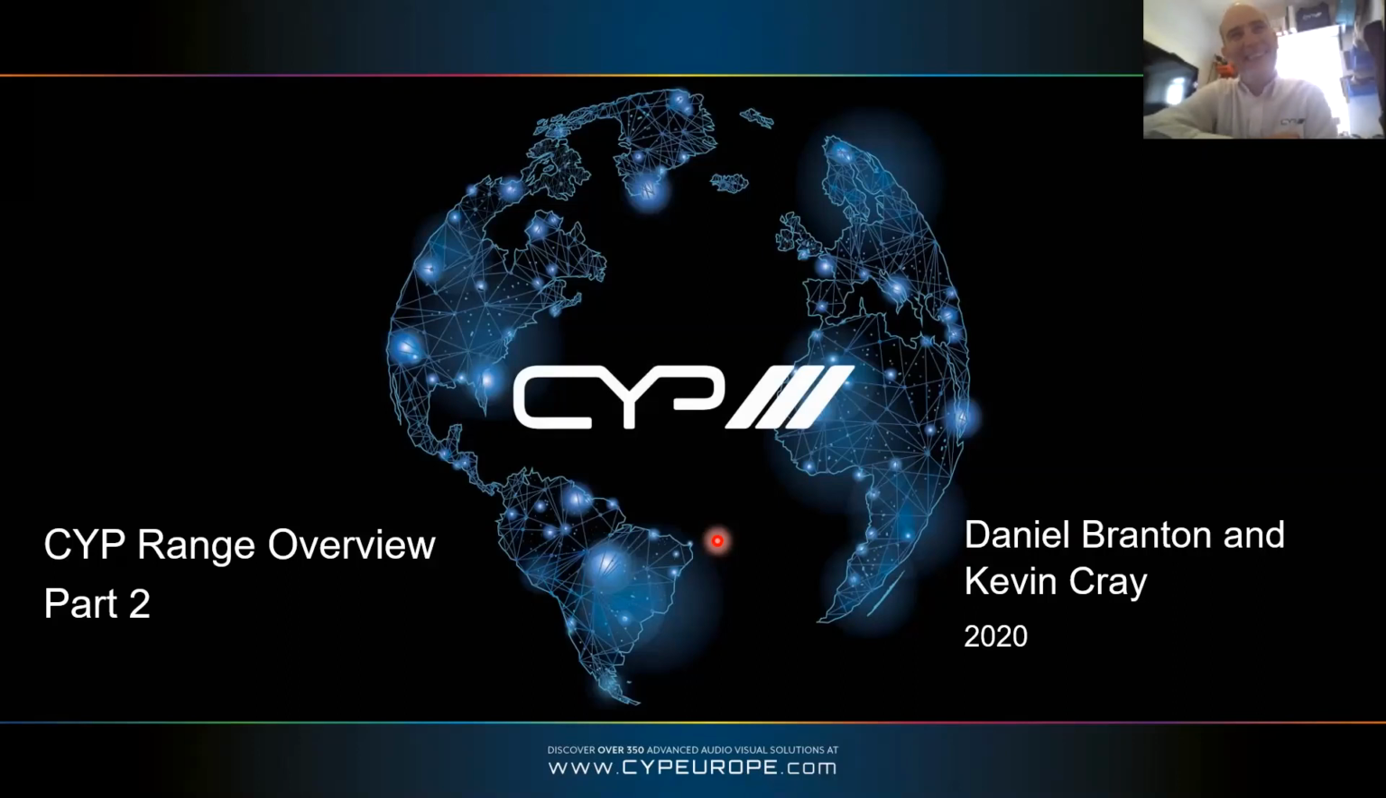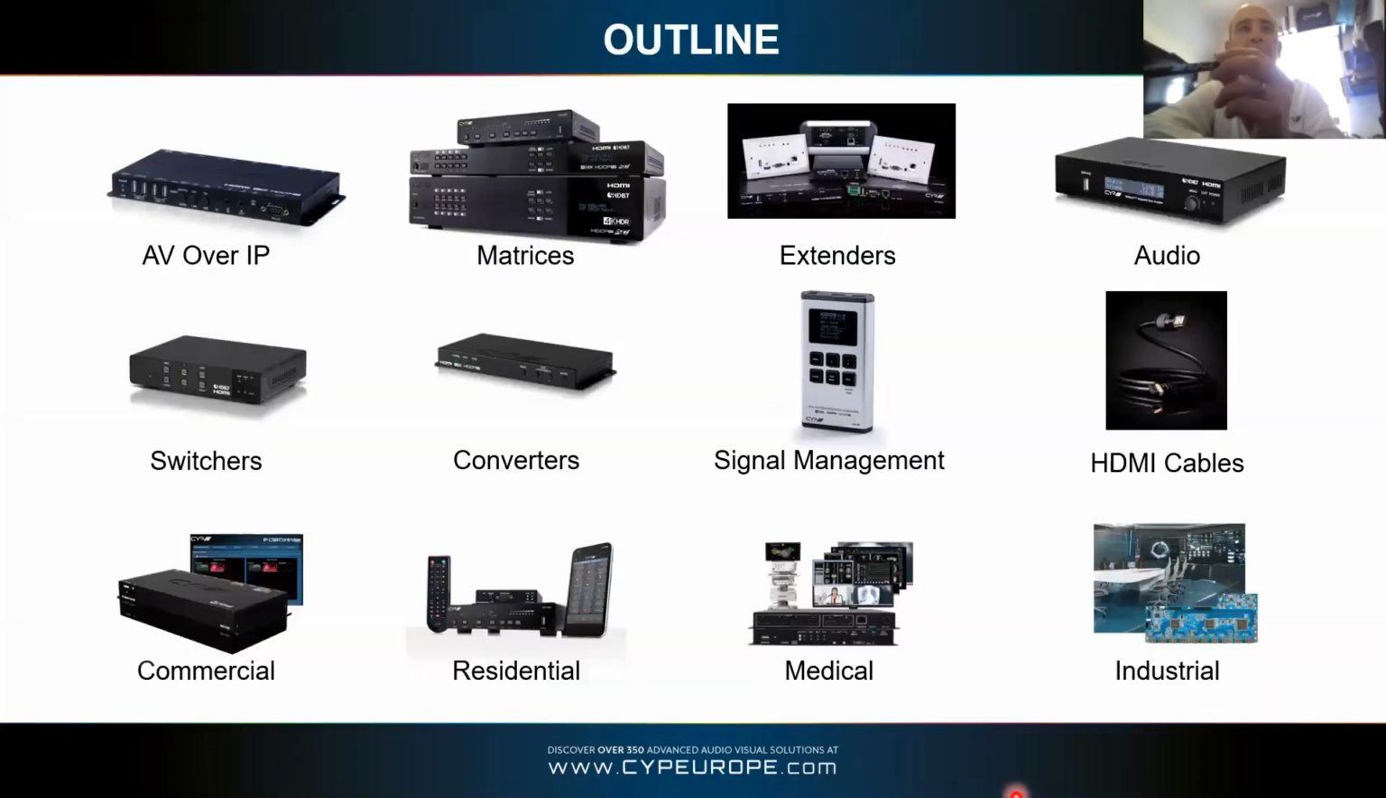So anyway, today we'll be looking at the rest of our range overview. We've got over 300 products available, so we've tried to split our range over 2 weekly webinars, giving you a bit of a summary of each. So today is part 2.